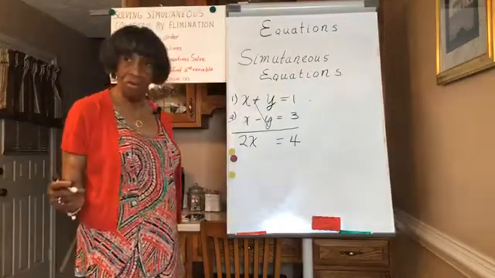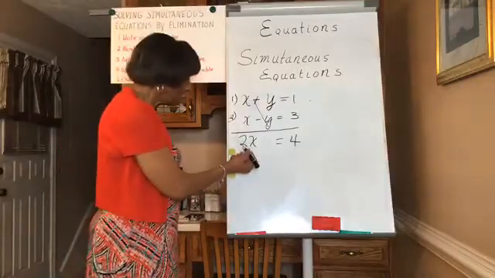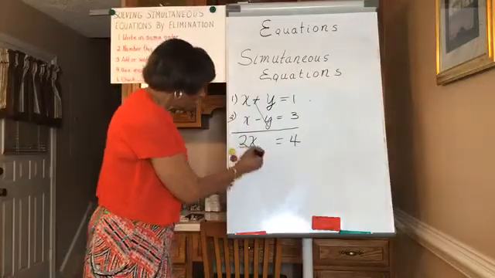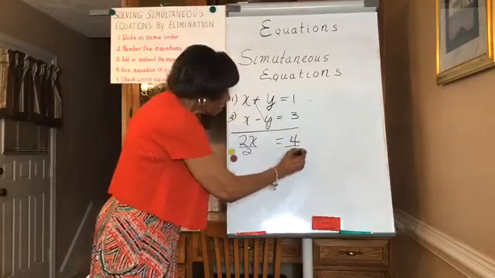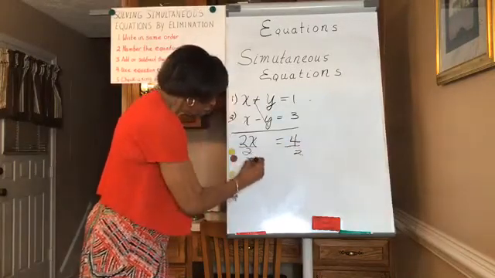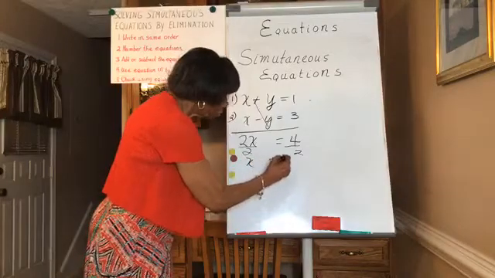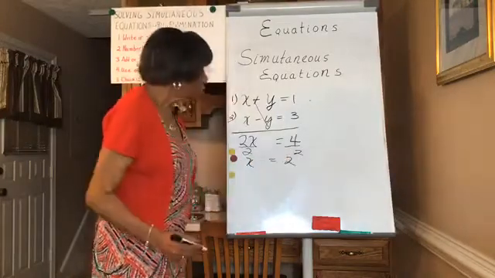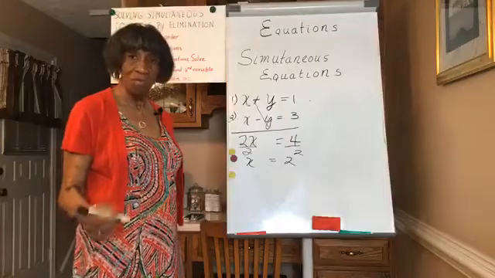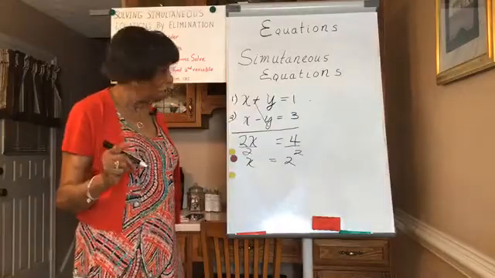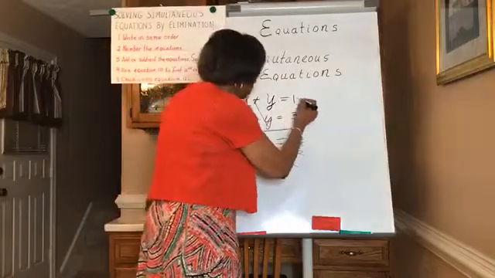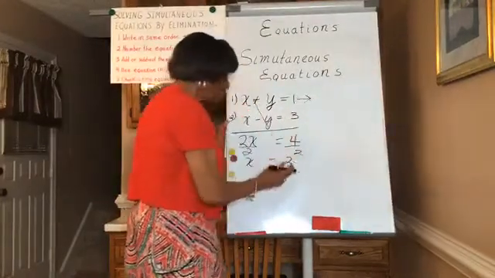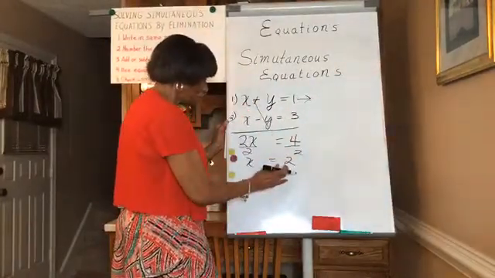And we now know that x is being multiplied by 2. The inverse of multiplying by 2 is dividing by 2. And we get x equals 2. So we have now found the value for one of the variables. So now I'm going to equation 1, and I'm going to put this in the place of x.